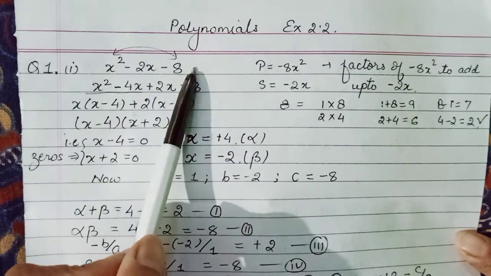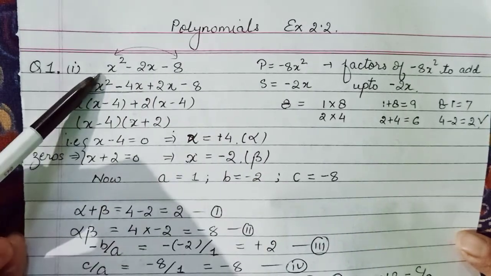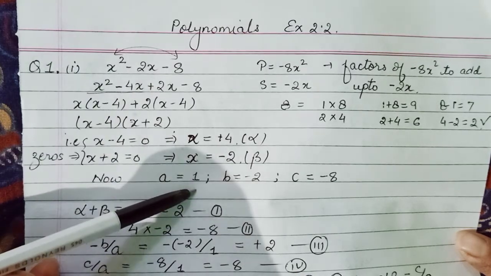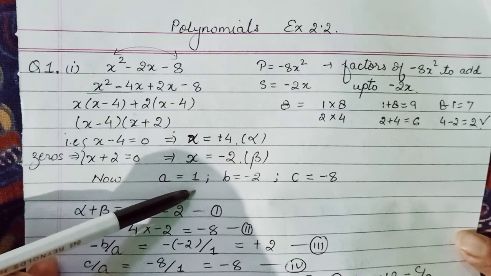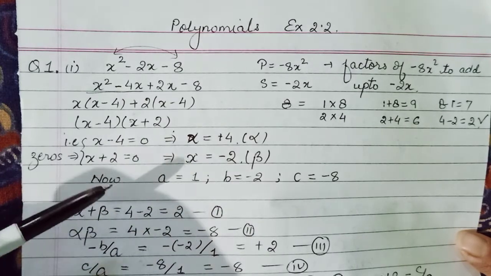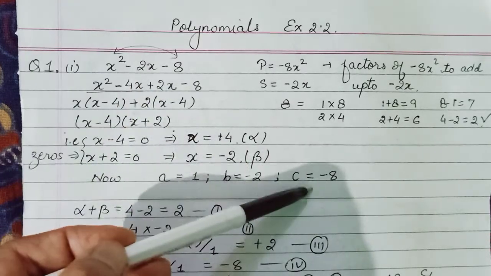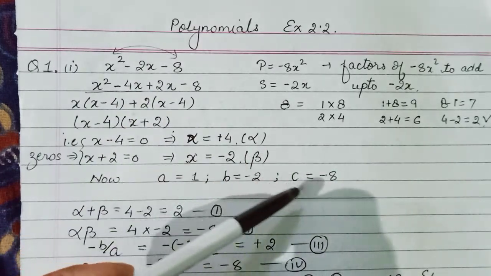Now from here we are looking for the coefficients. So the coefficient of x square is 1. So your a becomes 1. Remember the standard form used to be ax square plus bx plus c. So from here your b is minus 2 and your c is minus 8. So I have listed the coefficients here.